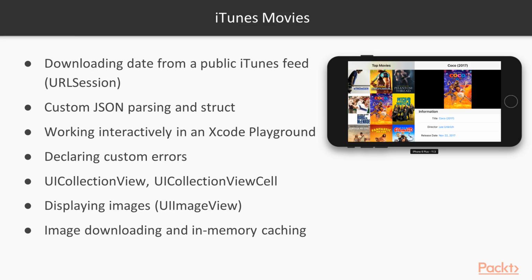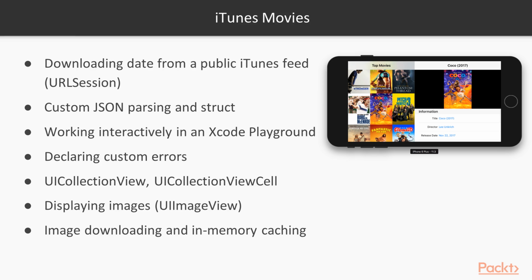We'll be using the Cocoa Remote Connection Manager, URLSession, to handle downloading the feed's data from the internet. Once we have that, we'll be using customized JSON decoding to decode the feed into a movie struct. In order to implement our JSON parsing effectively, we'll be working interactively in an Xcode playground for the first time. In our movie data source, we'll also define some simple custom errors to represent things that can go wrong when fetching data from the internet.